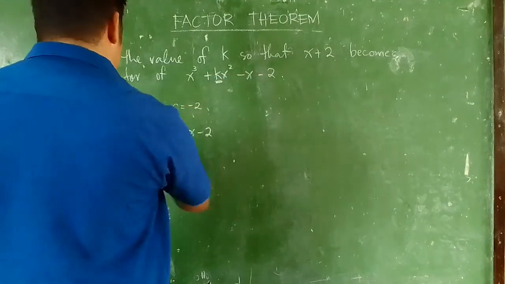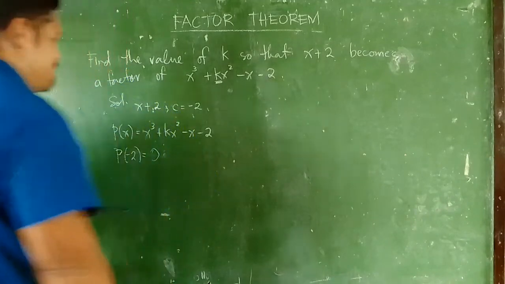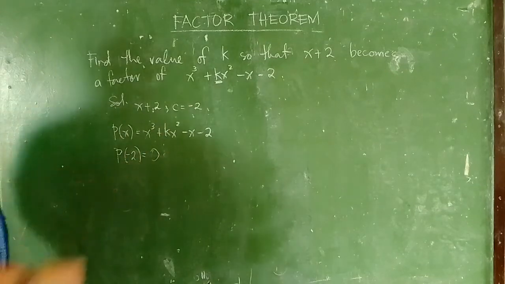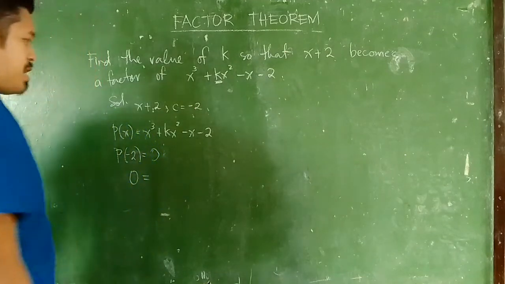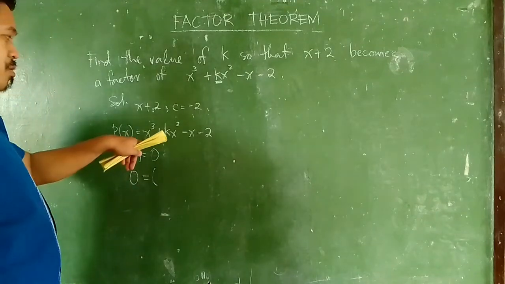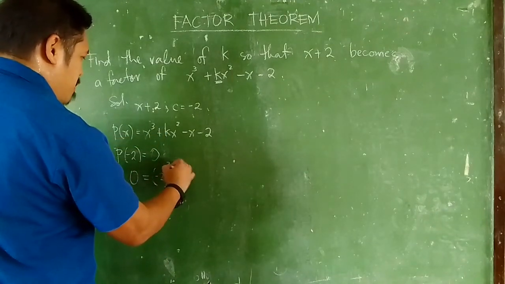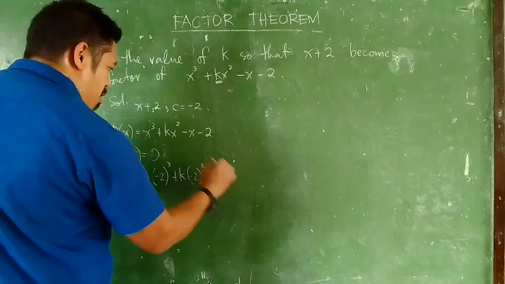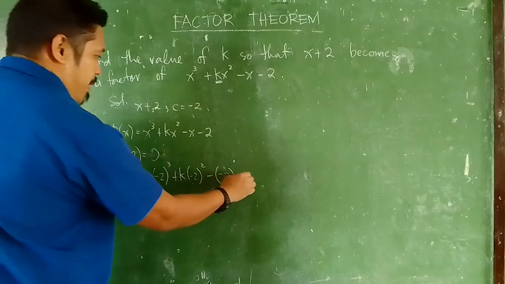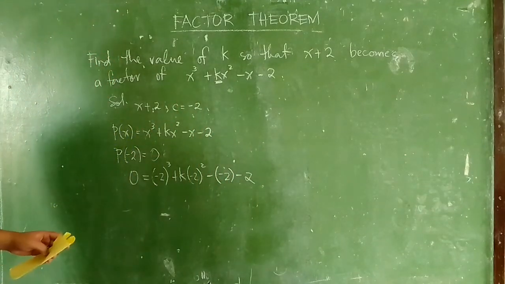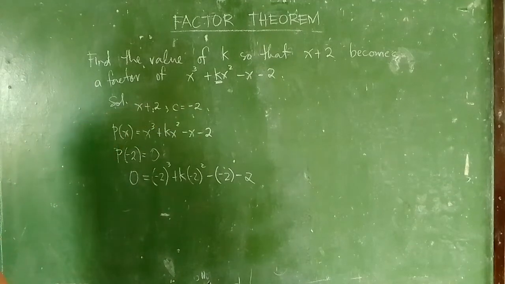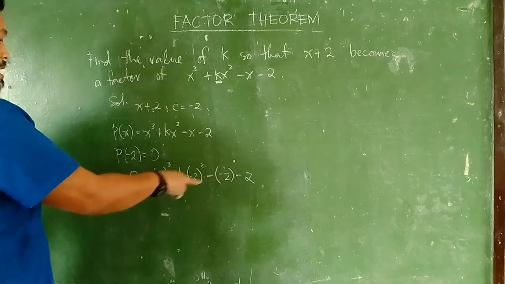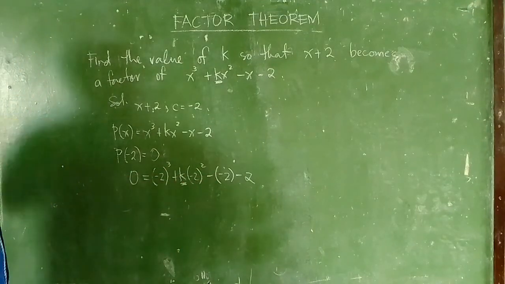Ang idea dapat dito, your P of negative 2 should become equal to 0. Maging 0 dapat to. So, papalitan ko ngayon ito ng 0. So, 0 should be equal to, i-evaluate natin yung x sa negative 2: negative 2 cubed, plus k times negative 2 squared, minus, open close parenthesis, negative 2, minus 2. Pinalitan natin lahat ng value ng x ng negative 2, yung na-obtain natin na value ng c. Kailangan kapag sinasubstitute ko yung x, maging 0 ang value. Naiwan dito yung k kasi siya yung hinahanap natin.